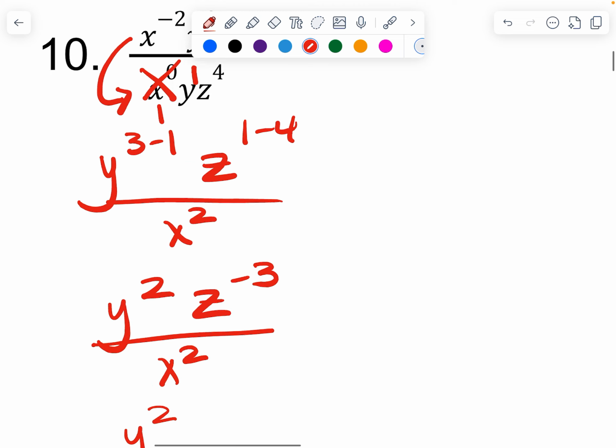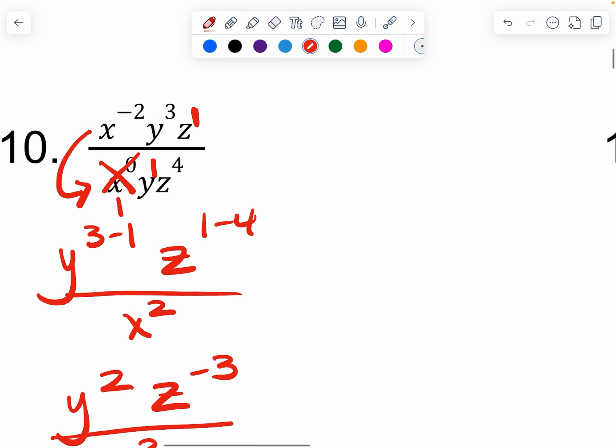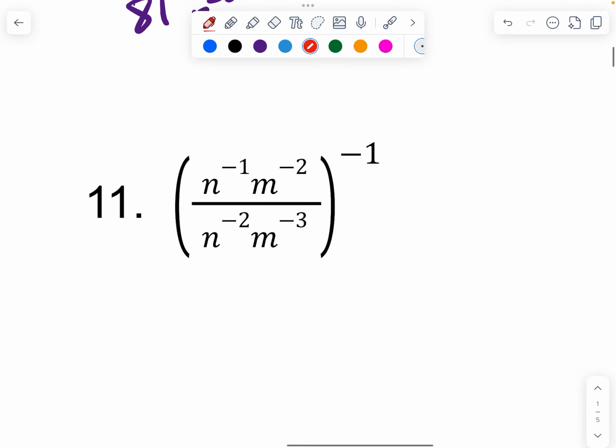Now, could you have looked at it this way and the fact that there are more on the denominator, and so you could have had the z to the fourth minus 1 on the denominator? Sure. Okay. I simplify inside first. I don't care which way you do it.